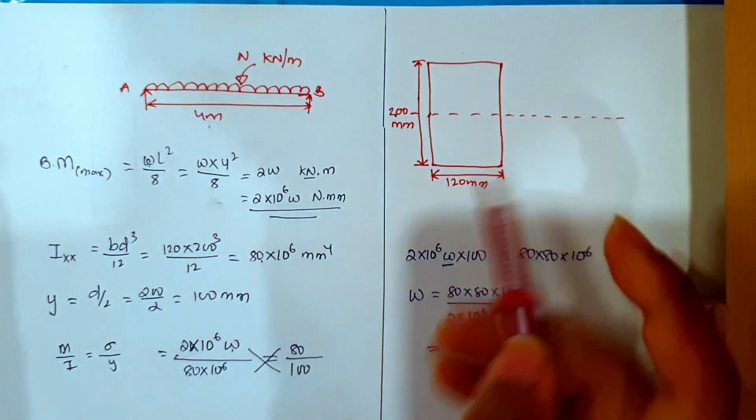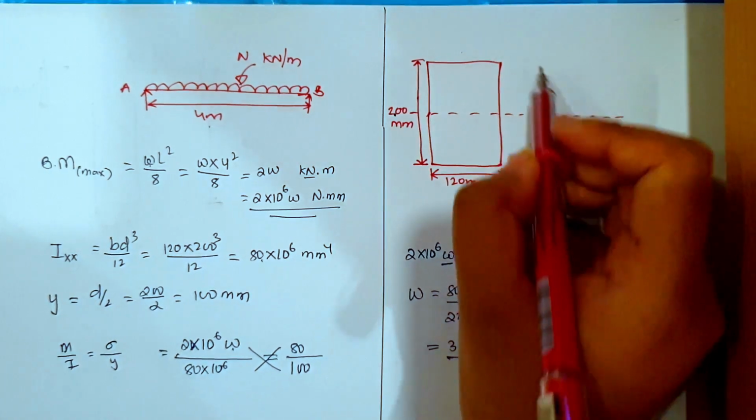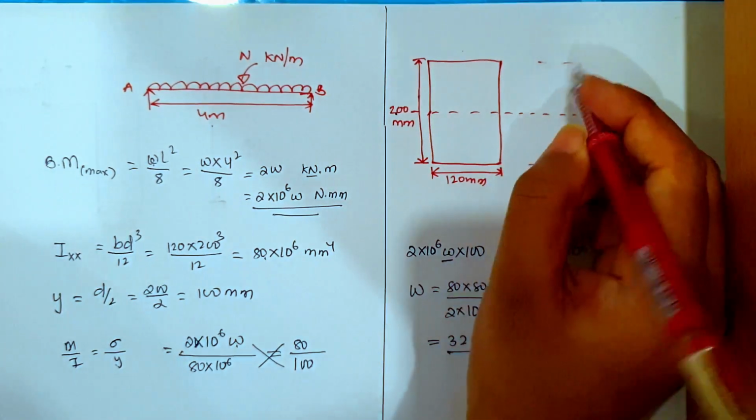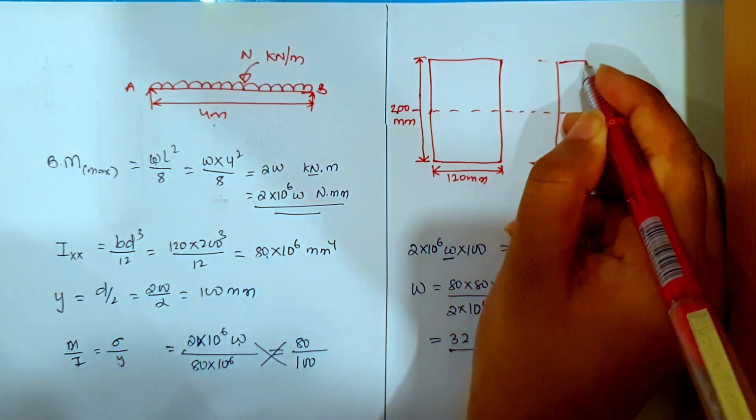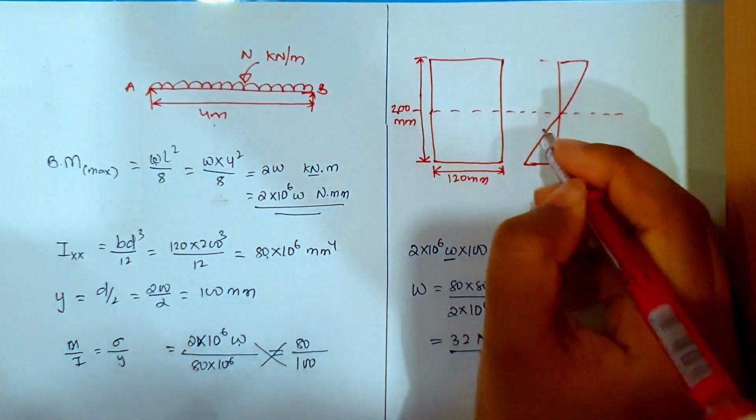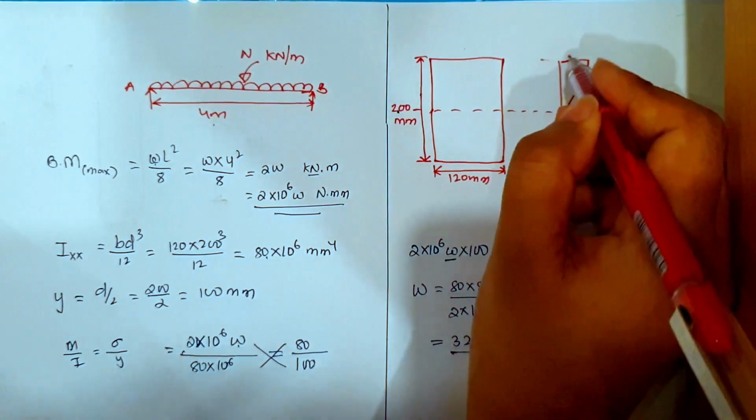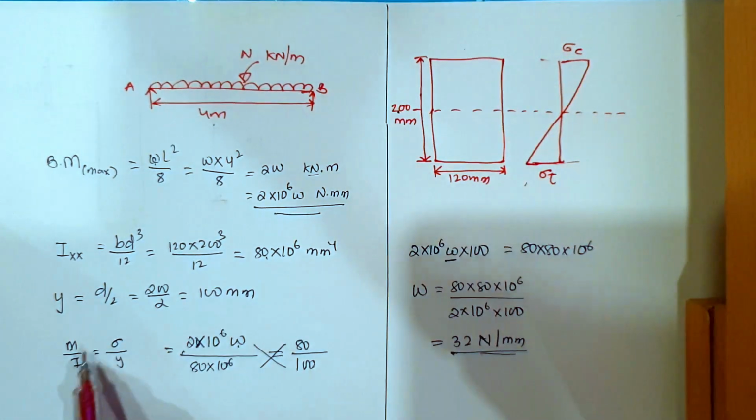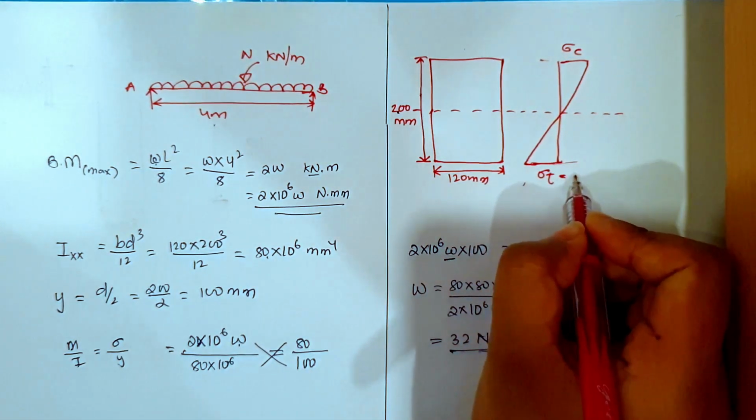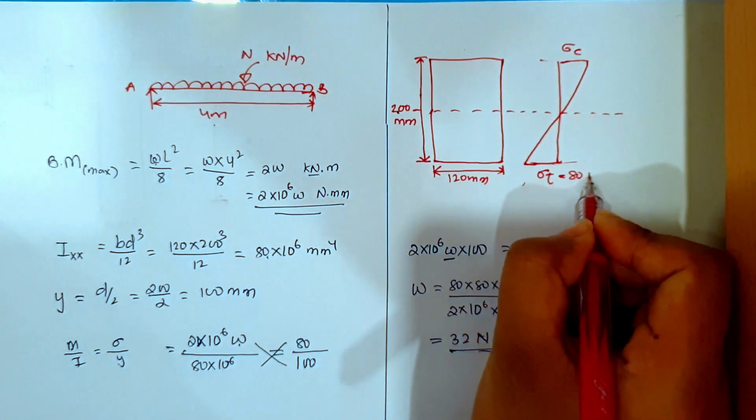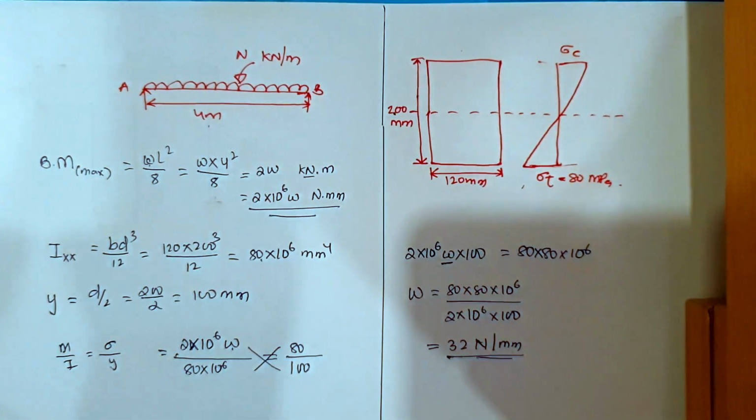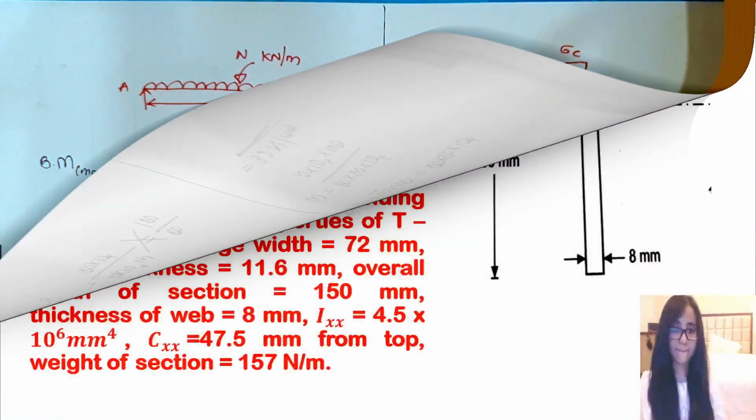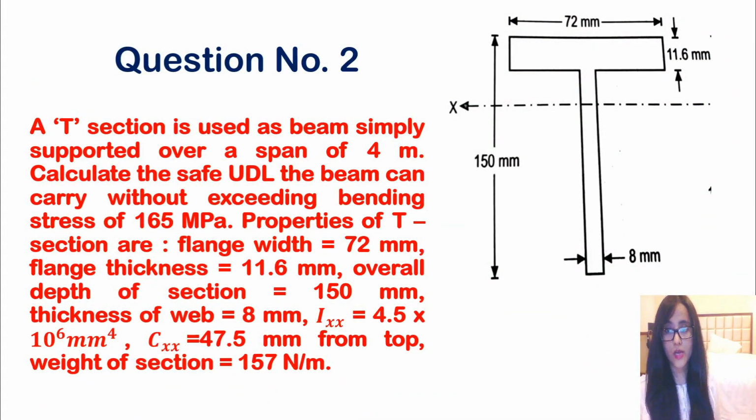Okay, so if we draw the bending stress distribution diagram, here you have sigma T, here you have sigma C. Sigma T was already given, which is equal to 80 MPa. So I hope this numerical is clear. Let us solve the second numerical.